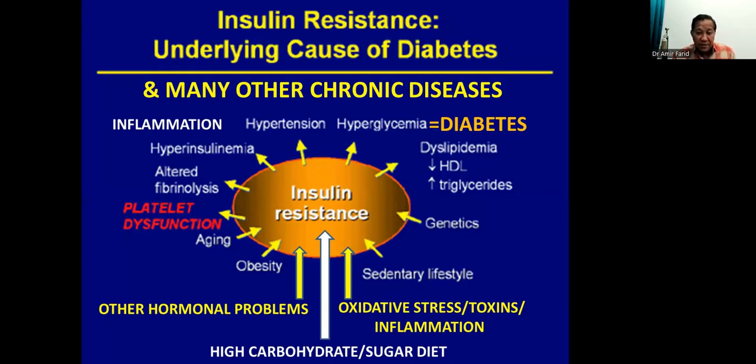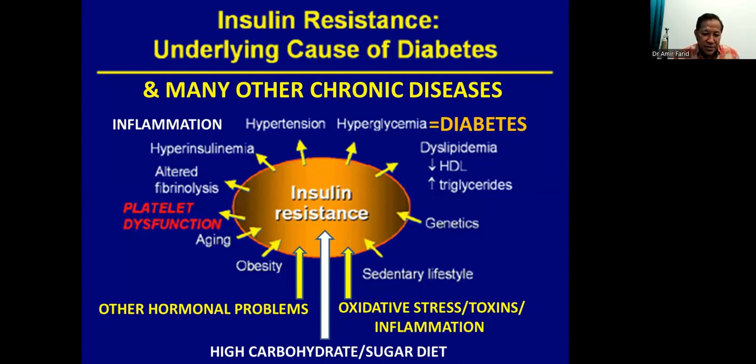These are other factors not mentioned in the list. Of course, aging is one factor, and then hormonal problems, a high carbohydrate, high sugar diet, oxidative stress, toxins, and inflammation. All this will lead to insulin resistance.